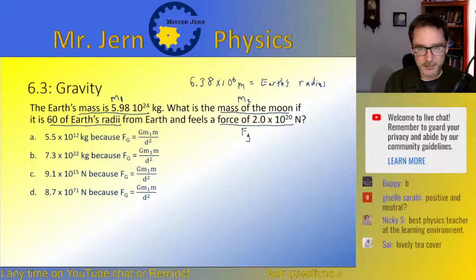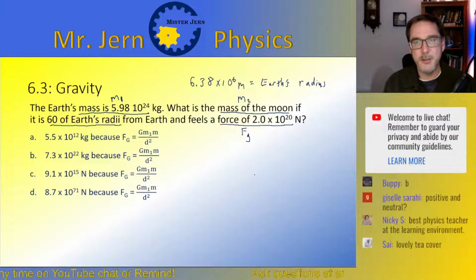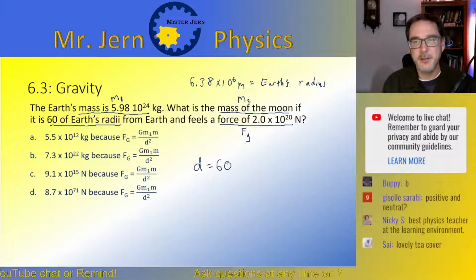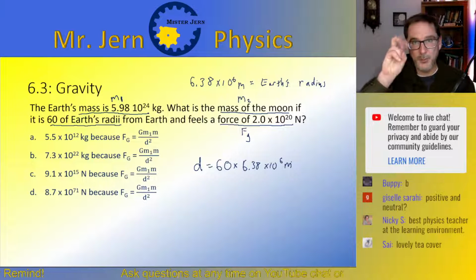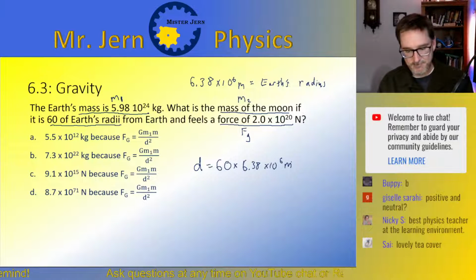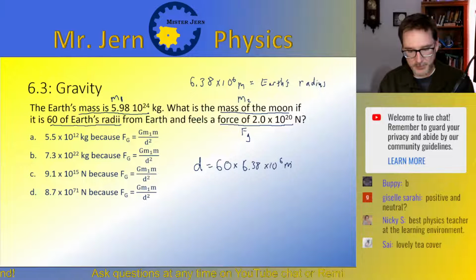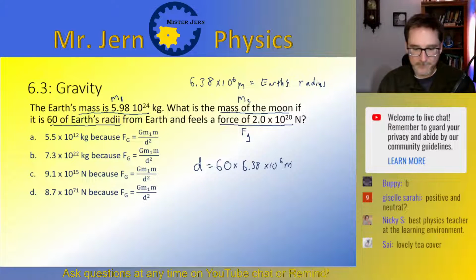60 of Earth's radius is how far the moon is from the Earth. That means that the distance is 60 times 6.38 times 10 to the sixth meters. This is one of those real world questions that we need to worry about. So it's 6, 3, 8, E, or times 10 to the sixth.